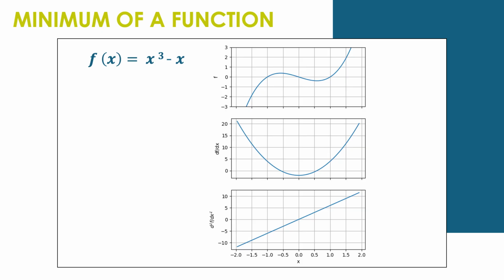Let's look, for instance, at another function, a cubic function. Here it is a little bit more complex because our derivative is 3x squared minus 1. If we plot this derivative, we see that we have 2 points where the derivative is 0. If we look at the second derivative, we see that at the point on the left, the second derivative is negative. So actually this is the maximum, while at the point on the right, the second derivative is positive, and then it is a minimum.